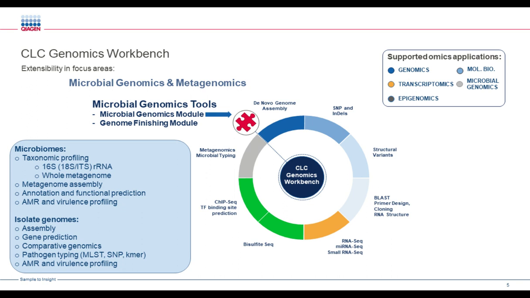And if you're working with isolates, for example, in a public health setting or environmental surveillance setting, you can also create reproducible pipelines for assembly, gene prediction, comparative genomics, pathogen typing, including MLST, SNP-based typing, and K-mer-based trees, and as well AMR and virulence profiling.